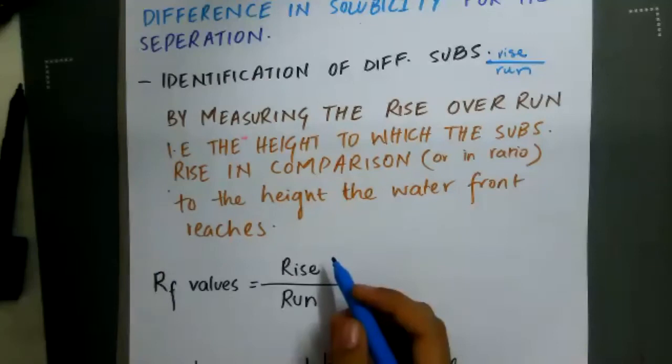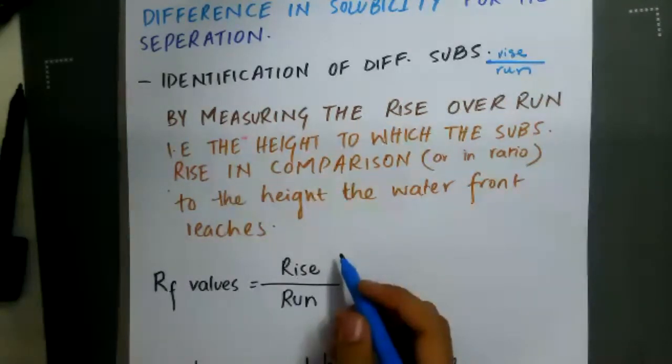Right. Okay. And so please, after this, ask everybody what they understood about rise and run, and what an RF value is, to make sure that they really understood. Okay.